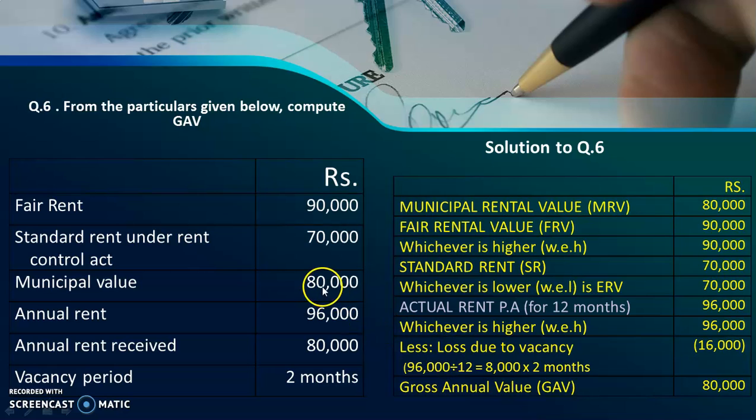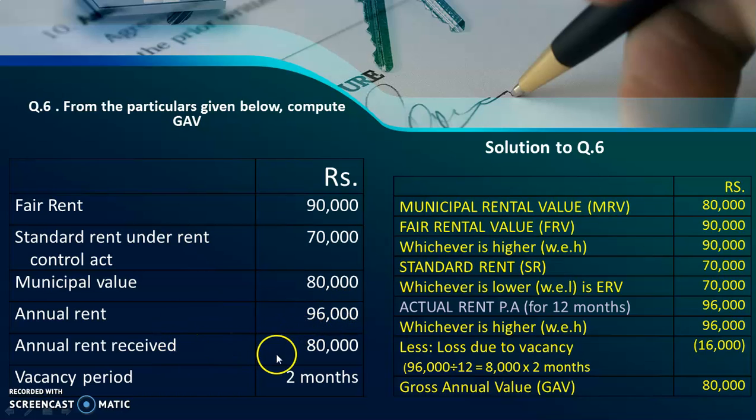Question number 6. Fair rent 90,000. This is nothing but fair rental value. Then standard rent is also given, 70,000. Municipal value is also given. See, whatever be the order in which they have given the annual value, you just go with the same order, that is MRV, FRV, whichever is higher, like that. Okay. Then annual rent. Here the word annual rent is given. This is also the same as actual rent.